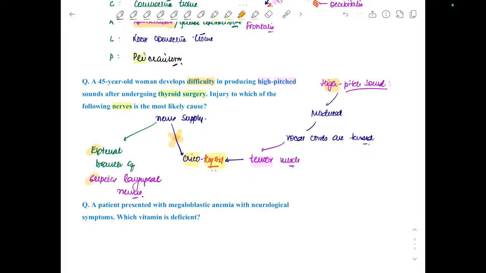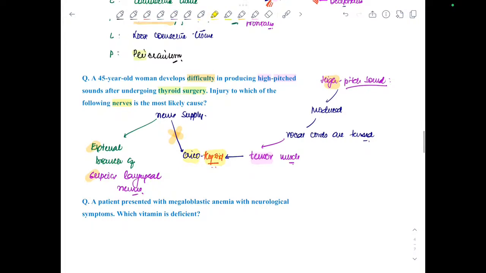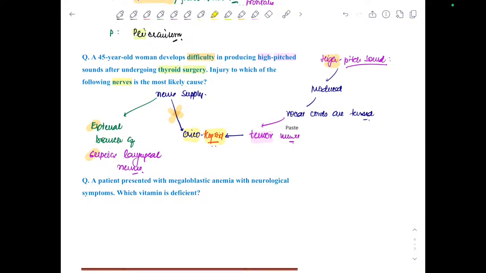Now I think if you have read about the nerve supply of the intrinsic muscles of the larynx, all the intrinsic muscles of the larynx are supplied by recurrent laryngeal nerve except cricothyroid, which is supplied by external laryngeal nerve. Okay, so that is the basic concept, which is very beautifully framed and then asked. So if you know the action of cricothyroid, and obviously the nerve supply of cricothyroid, you can easily answer this type of question.